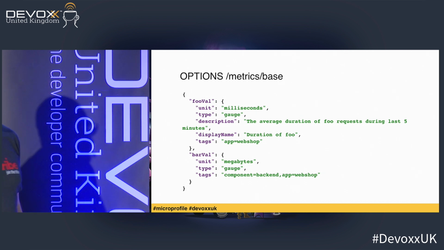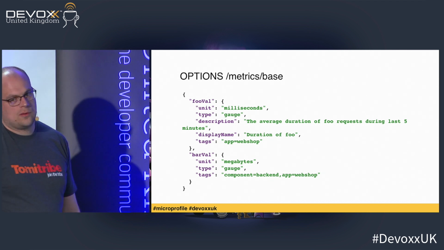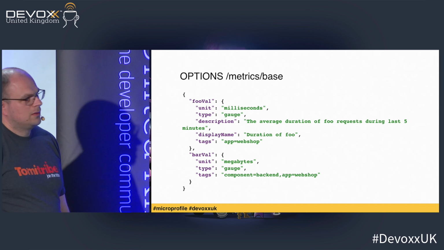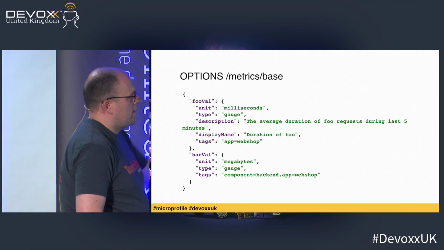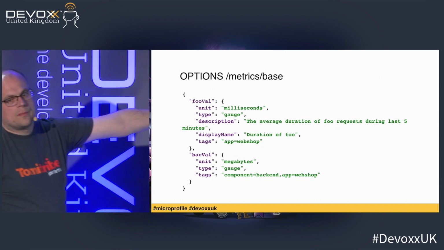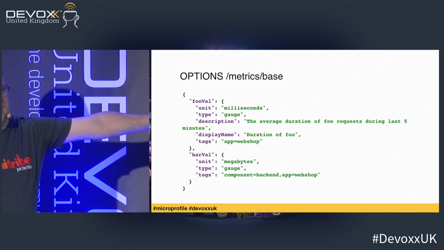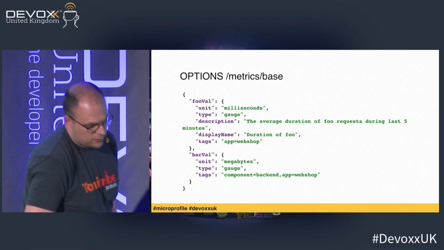So here we have a sample call for using the options verb, so you can see the various different elements of metadata there around our metrics.